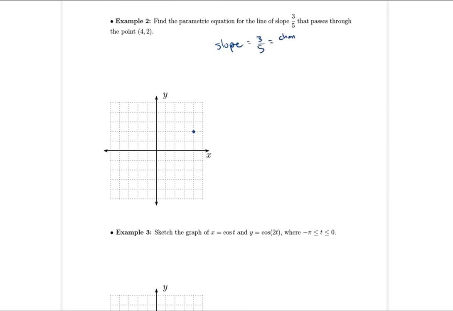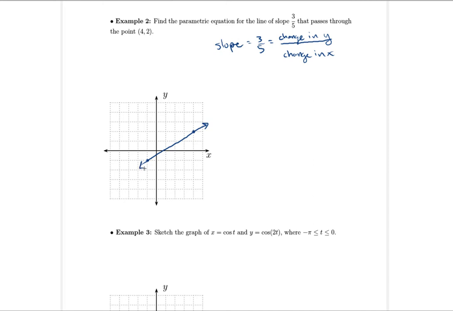the change in y divided by the change in x. So that means if I go down 3, I'm going to go left 5, right? So -3 over -5 is positive 3/5. And so with that, I can draw my line, no problem.